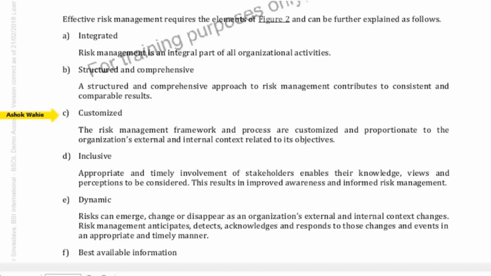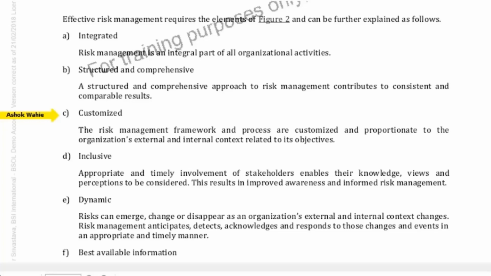Similarly, you need to customize the risk management process. If I'm doing the risk management for ISMS, I'll customize it to achieve the preservation of confidentiality, integrity, and availability. If I'm customizing the risk management process for GDPR, then I will customize the context from that perspective. So the internal issues and external issues related to one scope are going to be different from the other scope. So we need to customize the framework and the process in the context in which you want to achieve your objective.